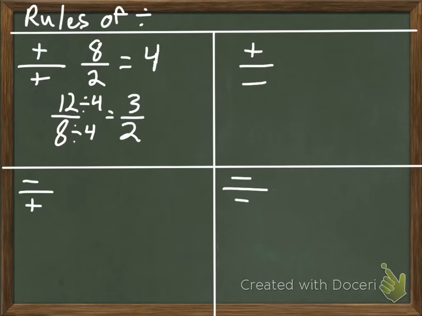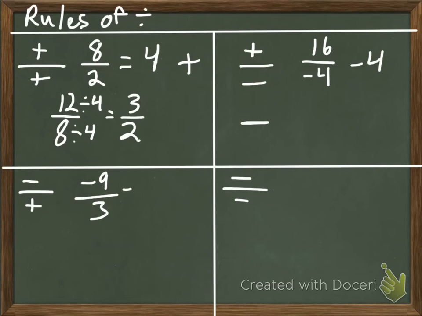So we have positive divided by negative. So let's take 16 divided by negative 4. Well, if you do 16 divided by negative 4 in the calculator, you are going to get a negative 4. So a positive divided by a negative is a negative. So let's do a negative divided by a positive. So let's do negative 9 divided by positive 3. And you'll find out in the calculator that you get a negative 3. So this box gives us a negative.